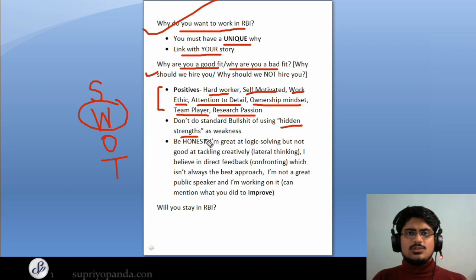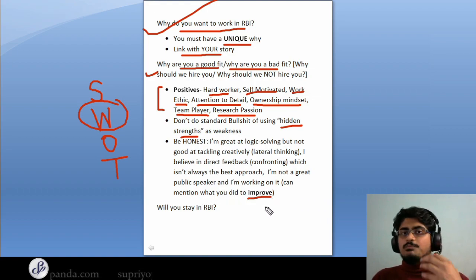There are many things that you can say which will not disqualify you from the job. Of course, I'm not telling you to go ahead and say that I'm not a hard worker, I don't have work ethic. Come on, then who's going to take you in? So you have to justify it. Okay. And when you are saying these weaknesses, always try to say that you are working on it and that you are trying to improve.